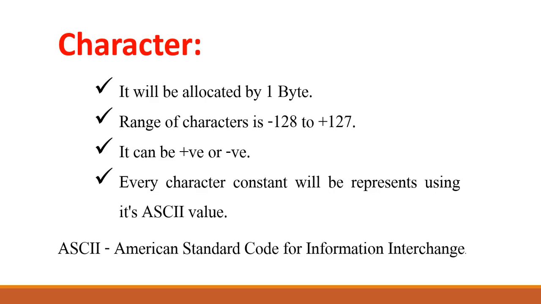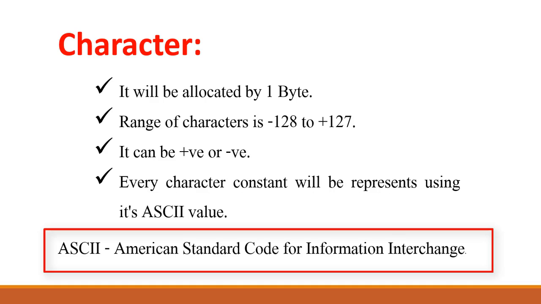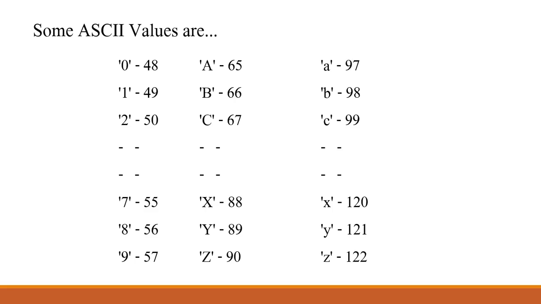In characters also it is the same thing, we have positive or negative, and every character is represented using its ASCII value. ASCII means American Standard Code for Information Interchange. Those ASCII values are fixed. It is not only for C language, it is computer understandable. While developing the computer itself, they assigned some codes. Those are called ASCII values.